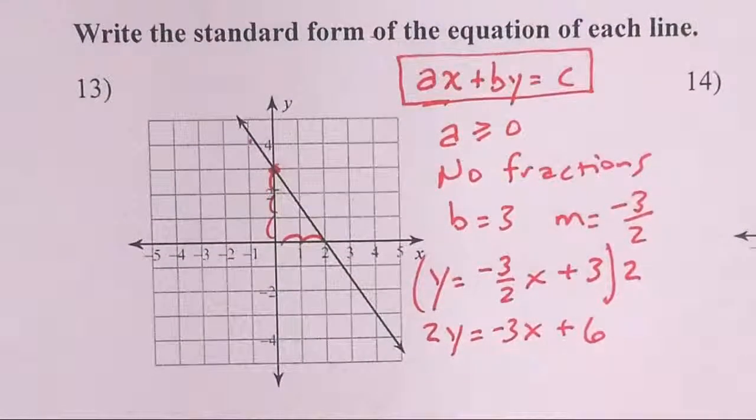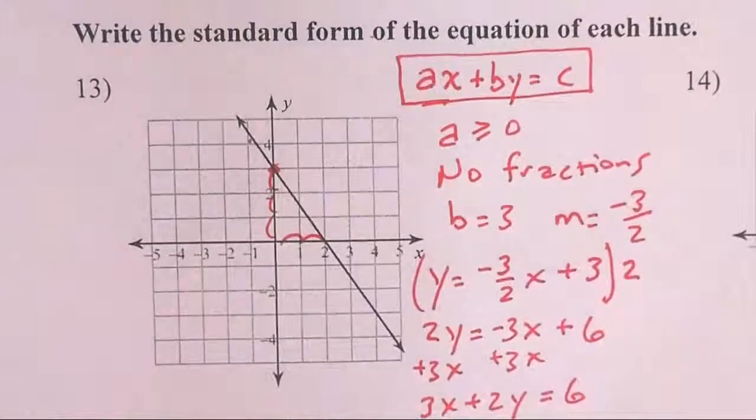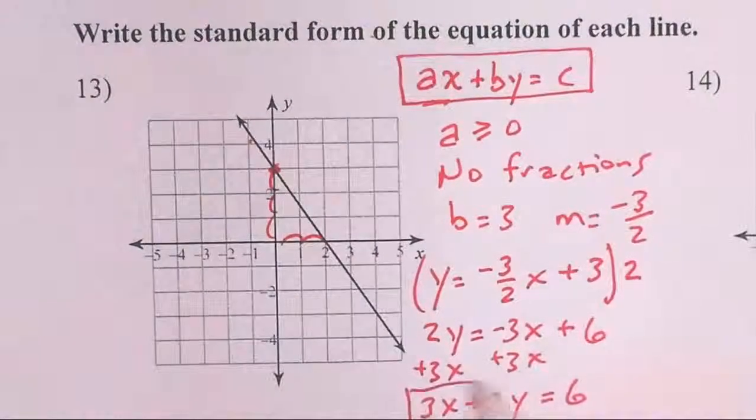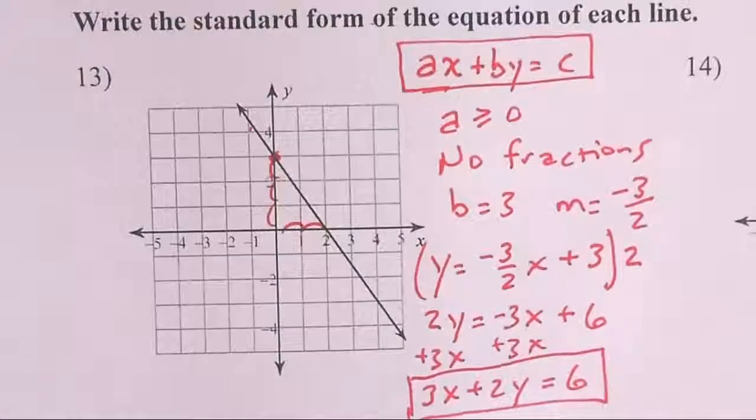Well, since I want my a term, this negative 3, to be positive, I'm going to add 3x to both sides, and I get 3x plus 2y equals 6. And that is in standard form. Now, a lot of times at this point, you might have a negative value in front of the x. At that point, I'd multiply both sides by negative 1.